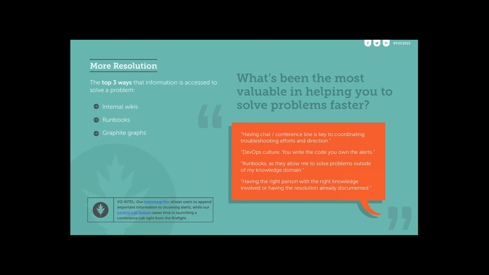DevOps culture. If you write the code, you own the alerts, right? That's the big push right now. Additionally, runbooks, because then no matter who's on call, if you have a good runbook explaining how to solve the problem, then that's going to definitely speed things up. And having the right person with the right knowledge involved, or having the solution already documented. So those are all pretty obvious answers to how to solve the problem faster.